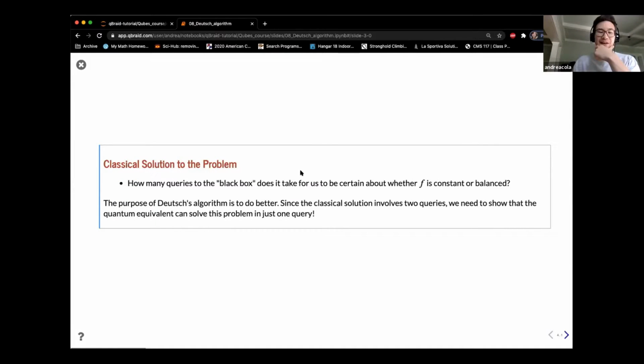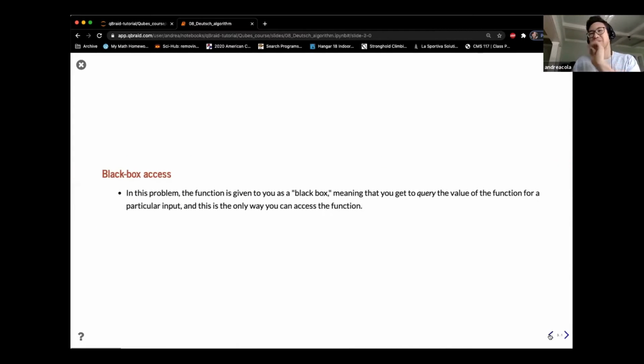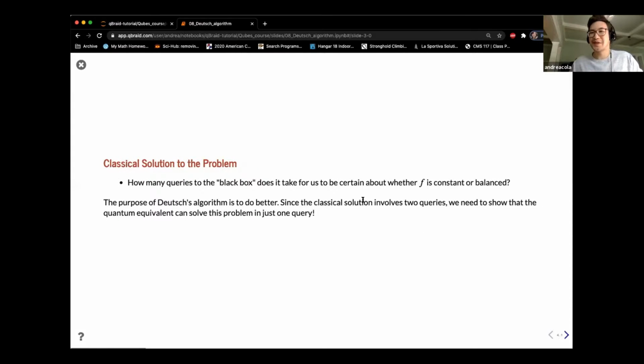Can I go back actually to the black box definition? Yeah, so with a black box, you think of the function as literally a black box. You can't see inside. What you get to do is input some value 0, and the black box will spit out f of 0. If you input 1, it'll spit out f of 1. Now the question I have for you is, how many queries to this black box does it take for us to be certain whether f is constant or balanced?